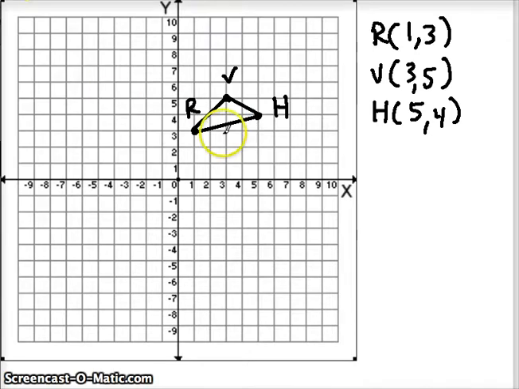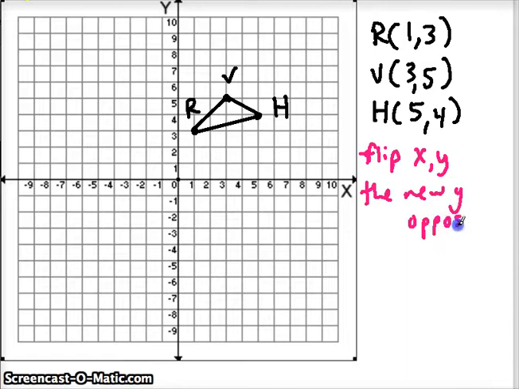Alright, so now I'm going to switch colors and talk about the rotated values. So if we remember our rules, we flip x and y, and the new y is the opposite. So let's do that to R here. So R rotated, we're going to switch the x and y values, so now it's 3, 1, and we're going to make the new y value the opposite. So instead of positive 1, it's negative 1. So 3, negative 1 is R rotated.